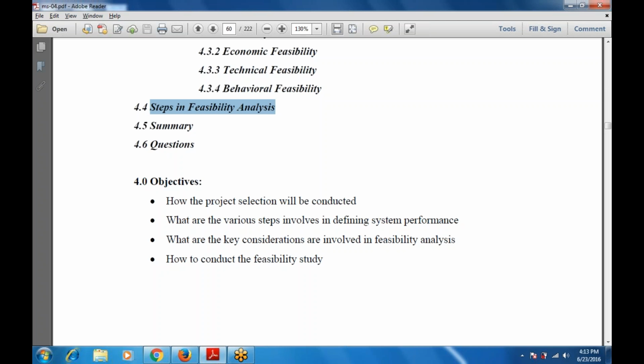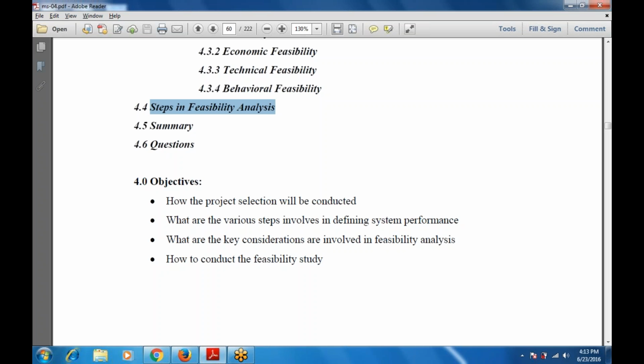Then, what are the key considerations involved in feasibility analysis? That is, what are the various key areas or key roles that are included in the feasibility analysis? Then, how to conduct the feasibility study. How to conduct means how to follow or how to use a feasibility study.